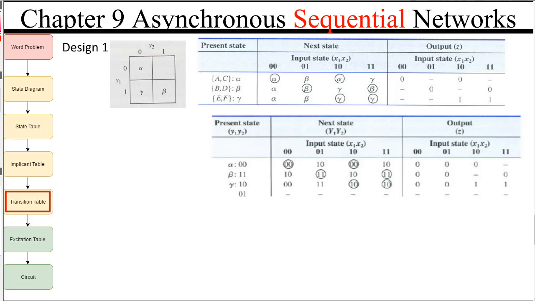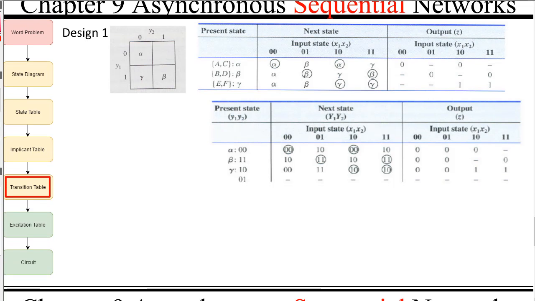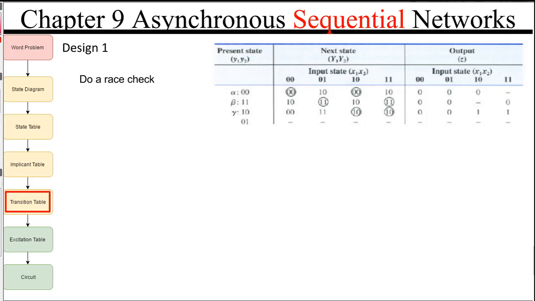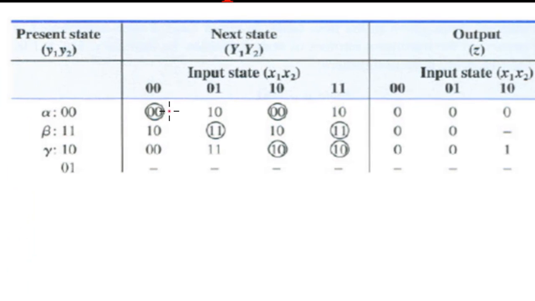Okay, so the next step is to check the races. So a race check looks like this. We start here and we assume x2 changes to a 1. That causes us to race down to here, which causes us to race to right here.